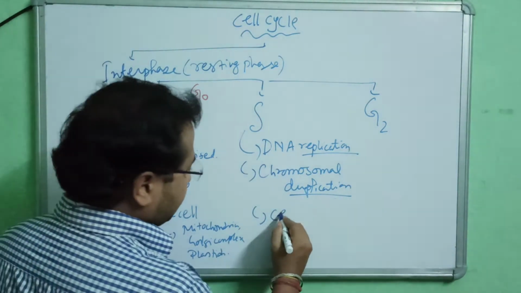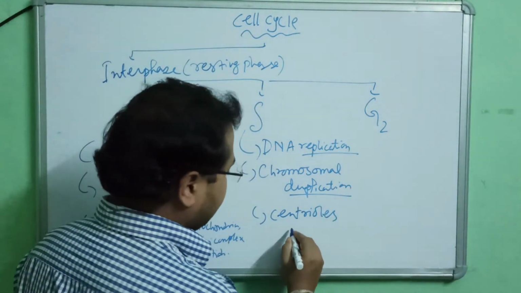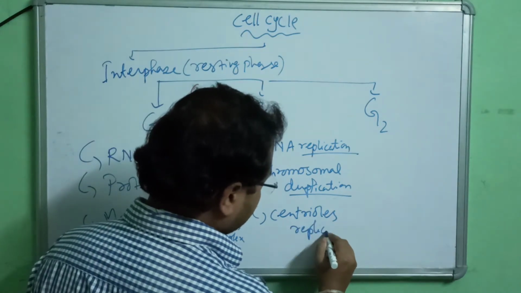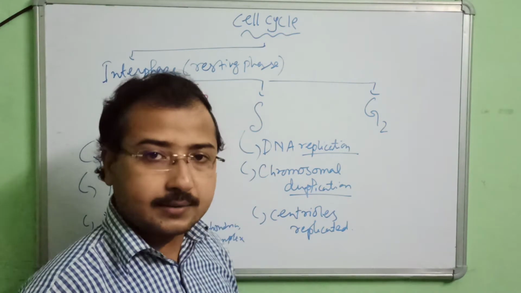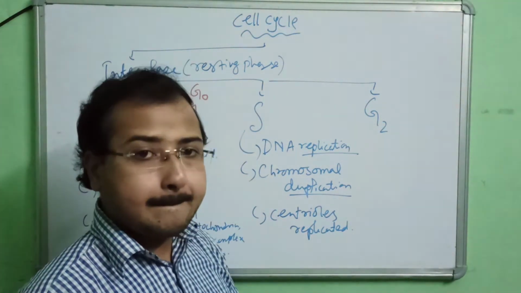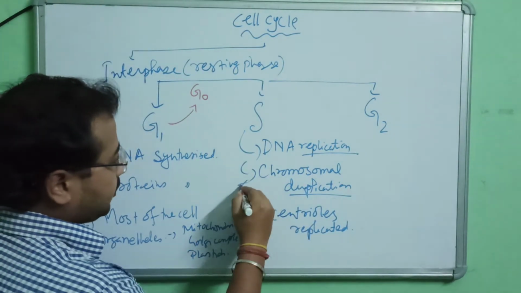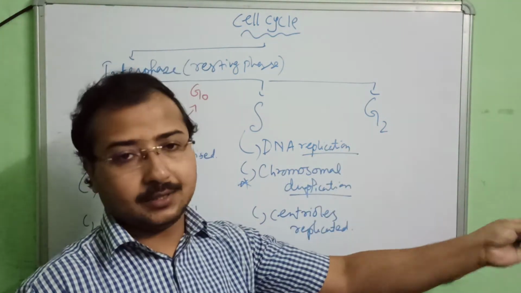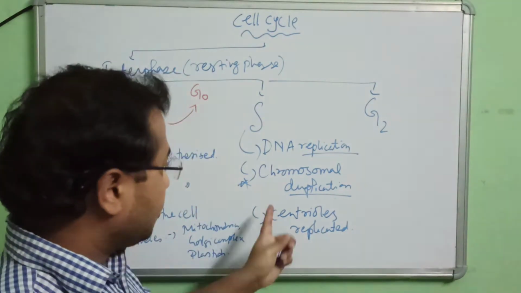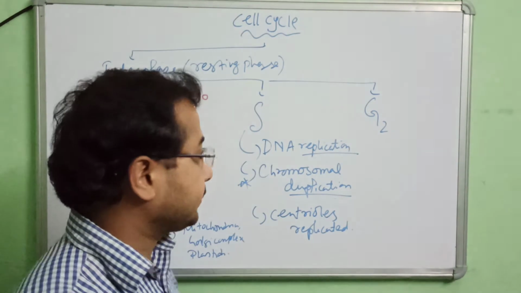Now, what else happened? Centrioles also replicated. So from one to two centrioles come into existence here. Clear? This point is very important, remember it, because this information is going to help you further in the next steps. Chromatid number doubled but chromosome number remains the same.